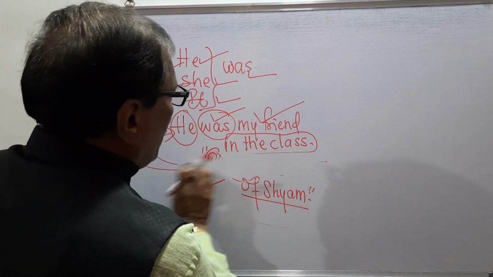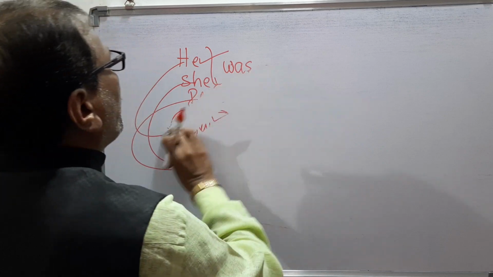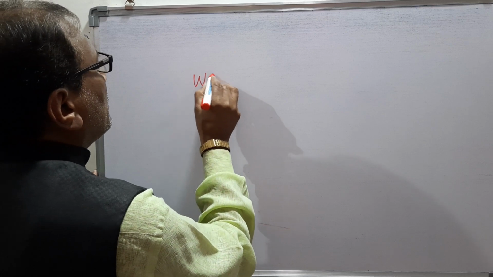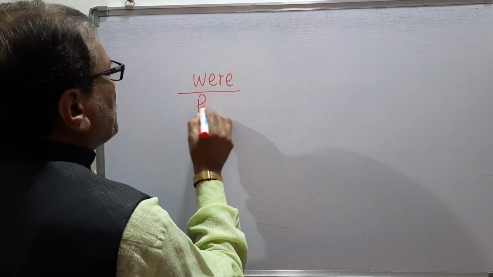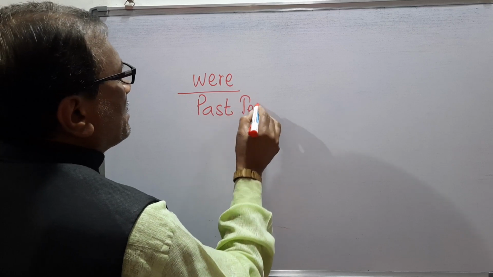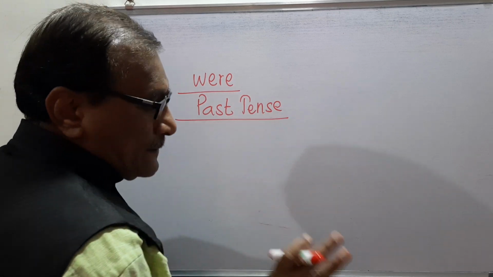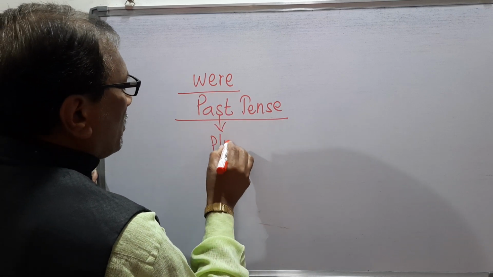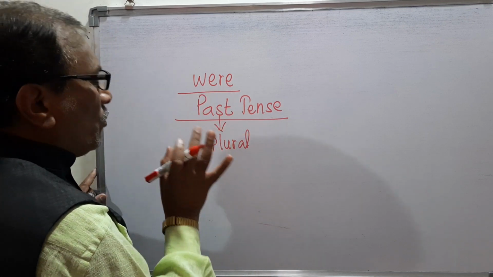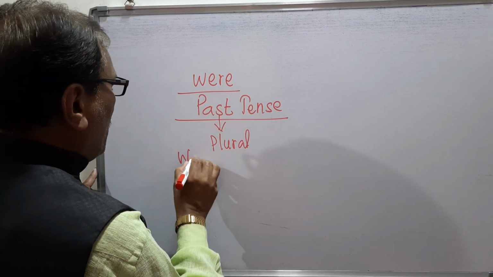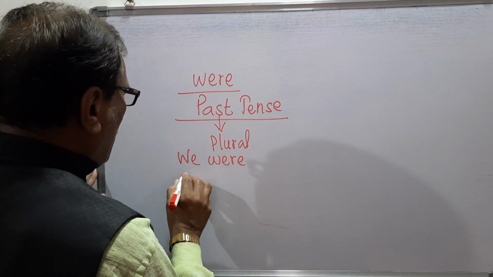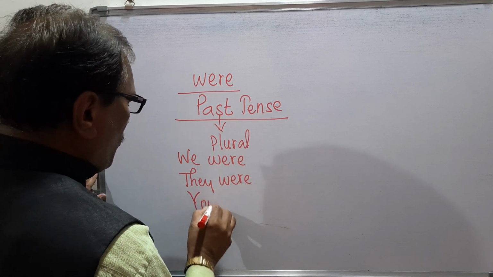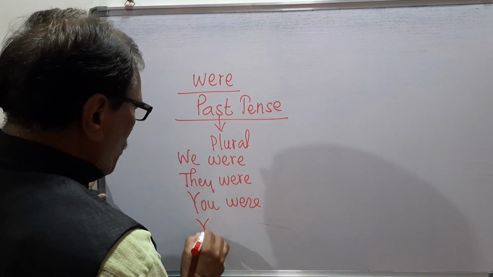Now we will see the next point, and the next point is about were. So what is were? Were is past tense. Remember, were is the past tense. So were is plural. So plural means what? We were, they were, you were.